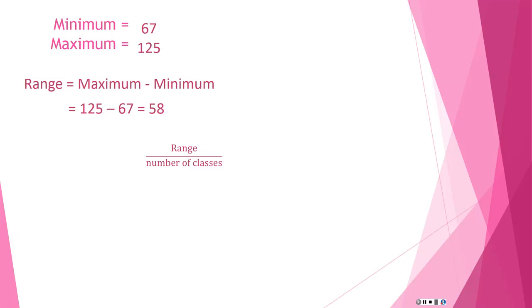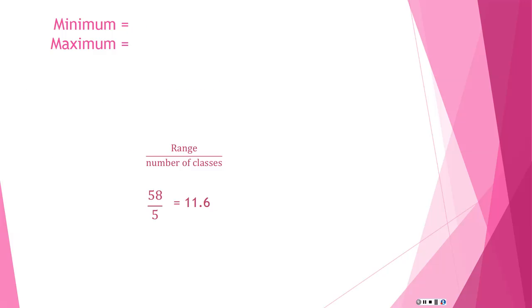So the maximum is 125 and the minimum 67. So the way that we find class width is we take the maximum minus the minimum. That's actually called the range. And the range of the data set is 58. And since we want 5 classes, our class width is 11.6.